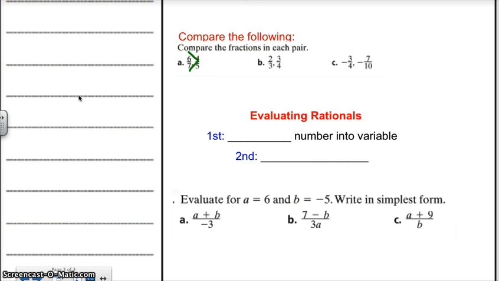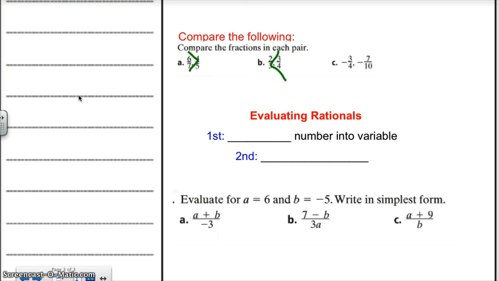Okay? And 2/3 and 3/4. Following the logic strategy, how far away is 2 from its whole? 1. How far away is 3 from its whole? 1. So that didn't really help me much. Which whole is bigger, a 3 or a 4? 4 is bigger. Okay? The 4 whole is bigger.